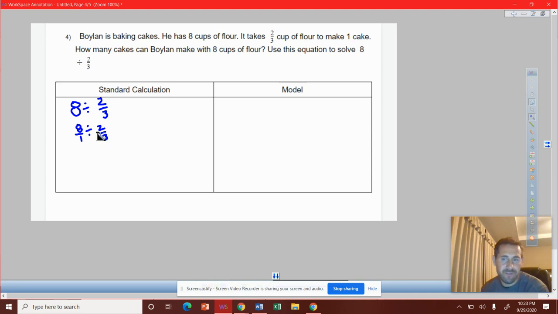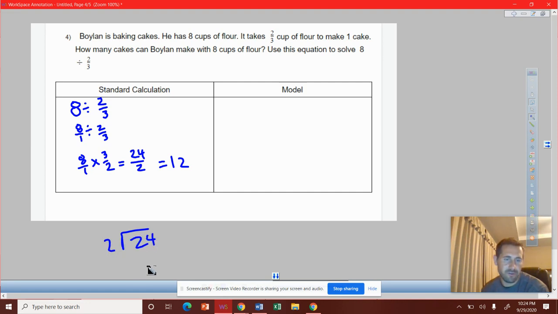And then what's our rule with dividing fractions? Keep, change, flip. So I'm going to keep the 8 over 1. I'm going to change it and make it 3 over 2, flipping 2/3 to be 3 over 2. So now 8 times 3 is 24. 1 times 2 is 2. 24 divided by 2 is 12.